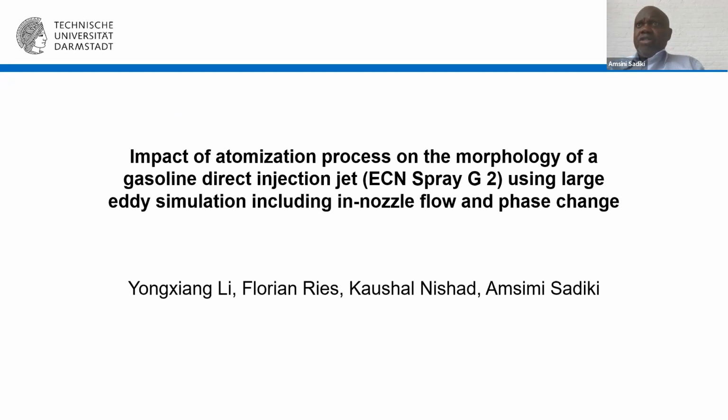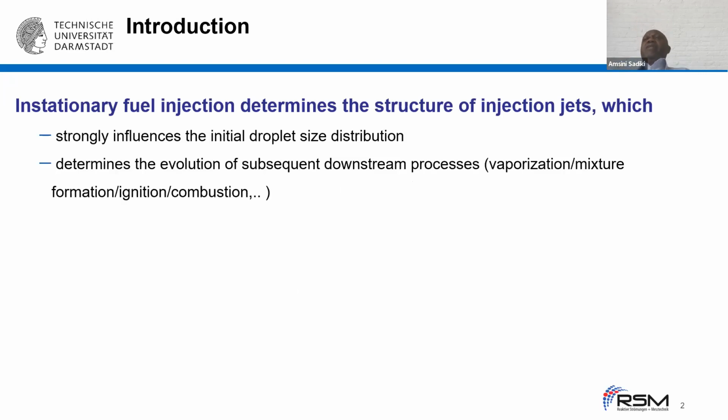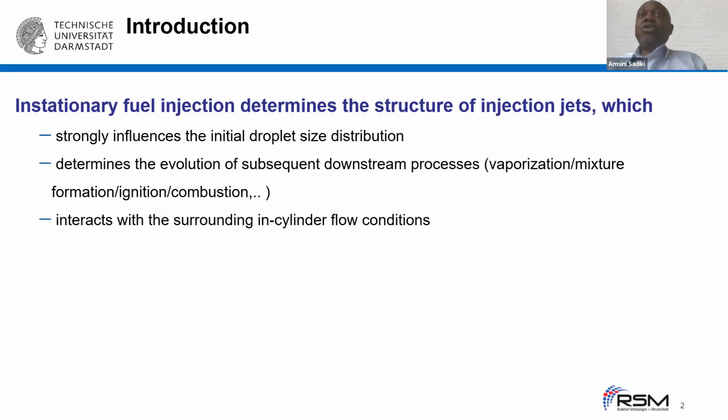So the impact of the atomization process on the morphology of gasoline direct injection jet is of great importance if we account for the fact that the in-nozzle fuel injection determines the structure of the injecting jet, and this strongly influences the initial droplet distribution, and this determines also the evolution of subsequent downstream processes like evaporation, mixture formation, ignition and combustion. That is what we will do later on, but not in the frame of this presentation. Here we focus only on WAF.